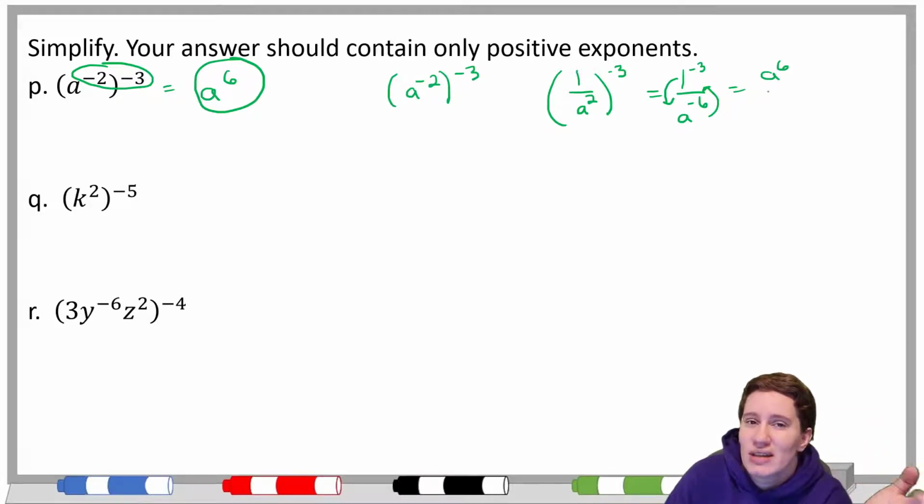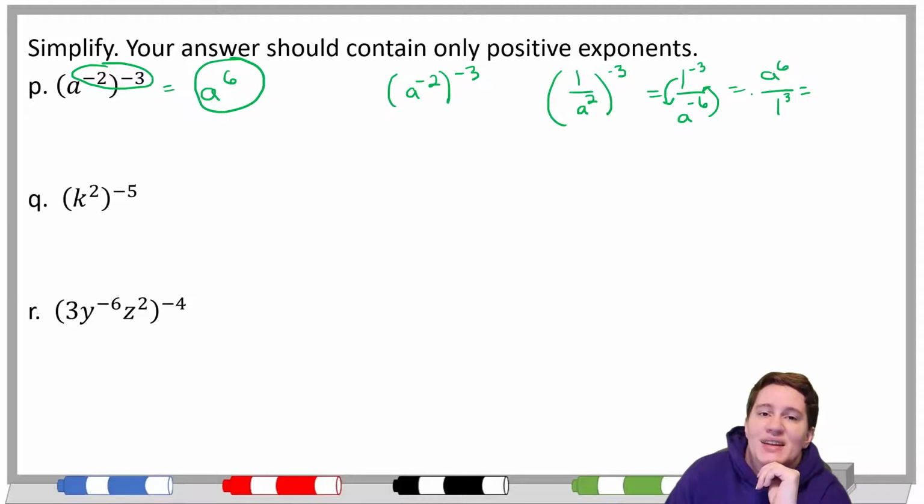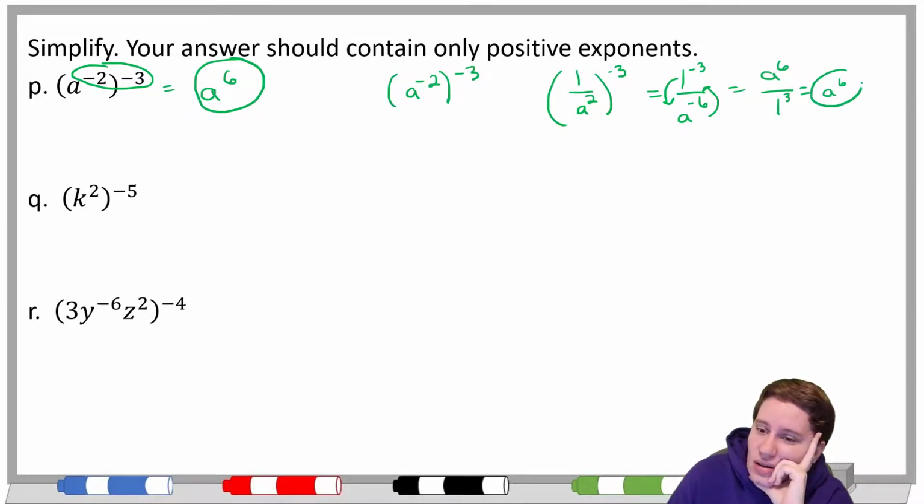And 1 to the negative 3, 1 to any power is actually 1. But if you want to think of it like, oh, I moved it down to the bottom and that's a positive 3, and do it that way, then that's fine. So this would just be a to the 6th.